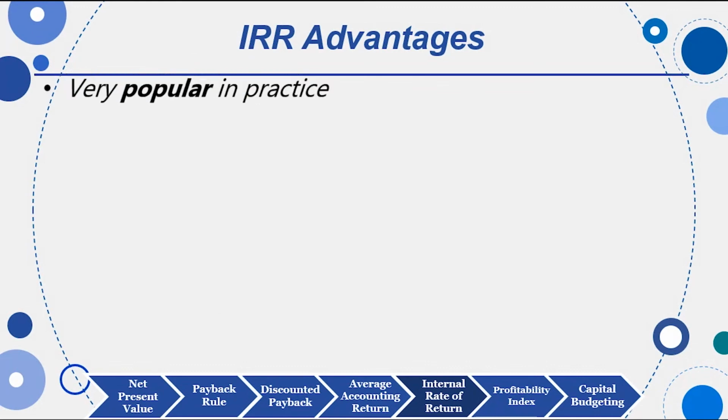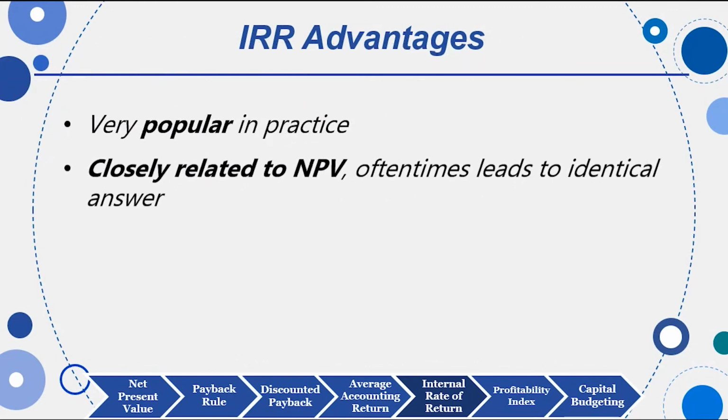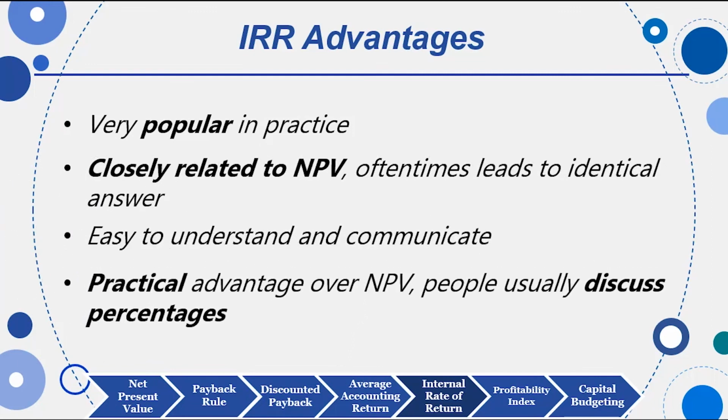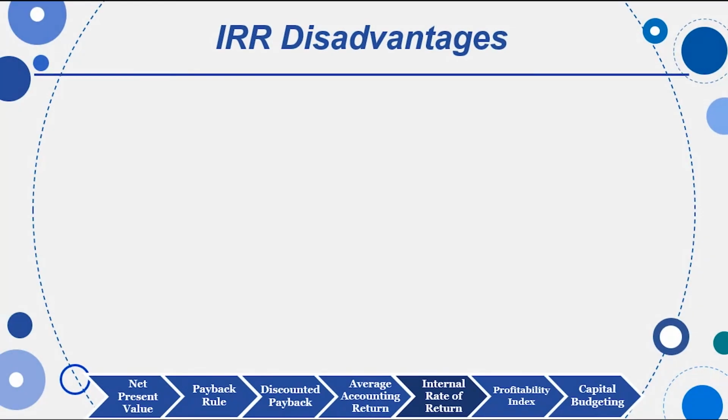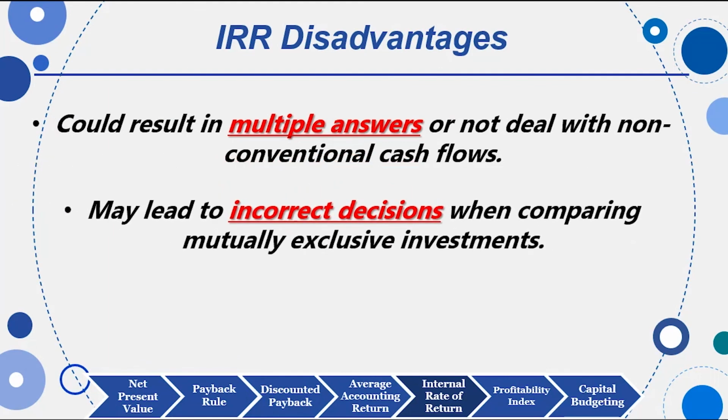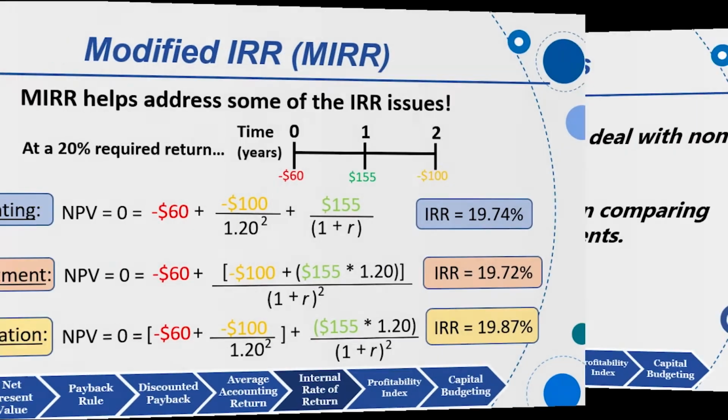What are some advantages of IRR? Well, A, it's very popular. It's closely related to NPV, and sometimes gives you identical decisions, easy to understand and communicate. Some practical advantages over the NPV, because we like to talk about percentages. What's the percentage return on your project? But some of the disadvantages are when I have non-conventional cash flows, I might get multiple IRRs, or I might get no IRR, and it may lead to incorrect decisions when I'm looking at mutually exclusive investments, because we might have a crossover of the two projects.